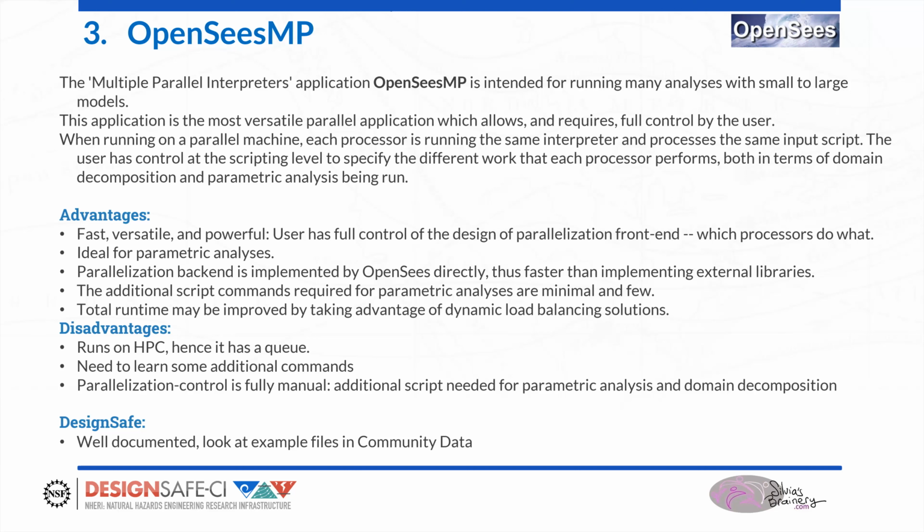Now for parametric analyses, it's simple. You just distribute the analysis to them. What's good about it is that the parallelization is handled directly by OpenSees. And so it is faster than doing it manually. I mean, I can write a batch file that assigns different jobs to different tasks. And in addition, you can actually improve the speed and the efficiency of your solution using load balancing solutions.